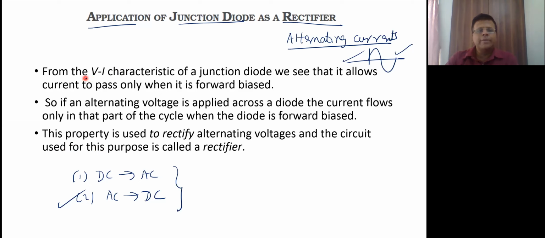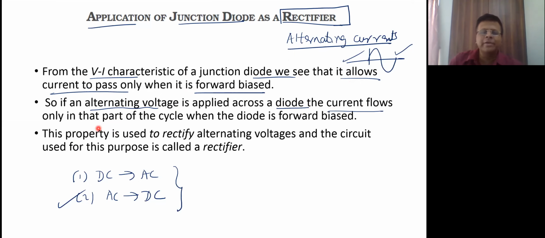So we know that from the VI characteristics, we know that this diode is going to allow current only when it is forward biased. When it is reverse biased, it does not allow the current to flow. That is why it was called as a diode. And it is precisely this property that we are going to use when you are going to apply the diode as a rectifier. Okay, so if there is an alternating voltage which is applied across the diode, you can expect that current will flow, at the output of the rectifier only when the diode is forward biased.